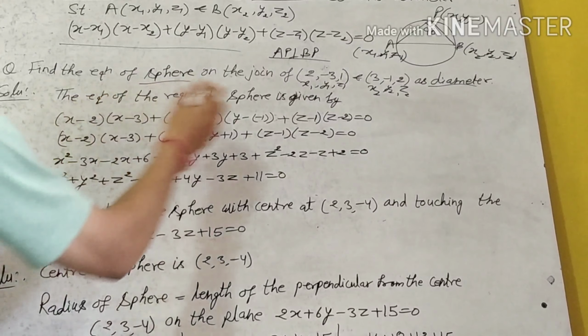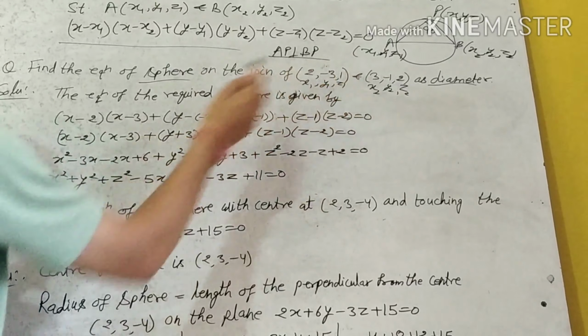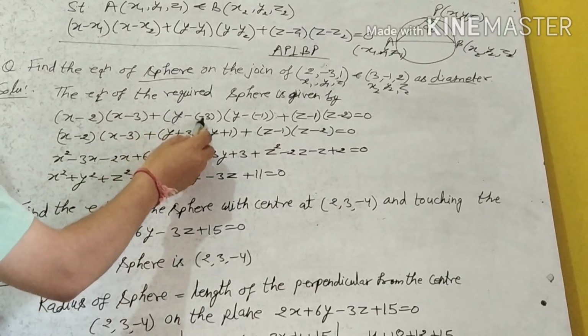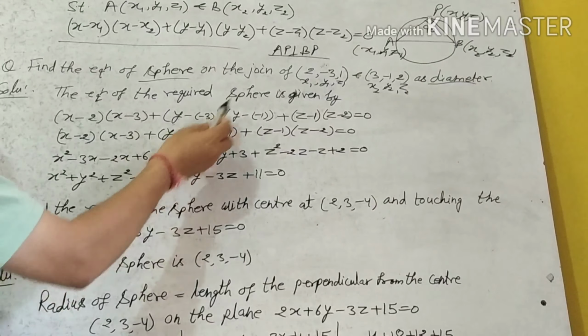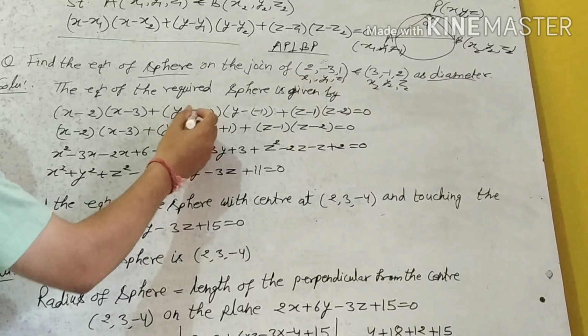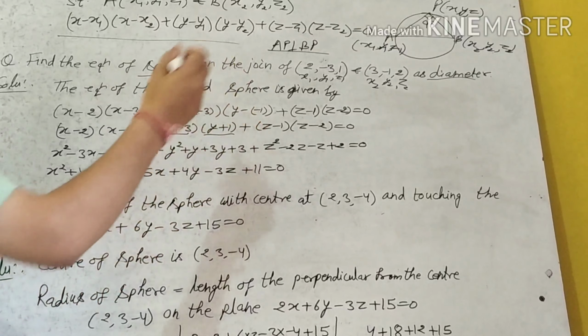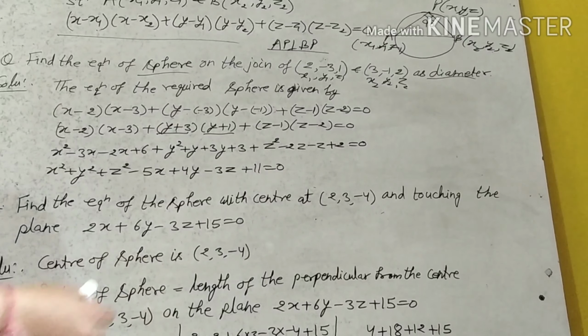Now x minus x1, where x1 is 2, so x minus 2 into x minus x2, where x2 is 3, x minus 3, plus y minus y1, where y1 is minus 3, into y minus y2, where y2 is minus 1. In the same way, z minus z1, where z1 is 1, into z minus z2, where z2 is 2. Now (x minus 2)(x minus 3) plus, minus minus becomes plus, (y plus 3)(y plus 1) plus (z minus 1)(z minus 2) equals 0.